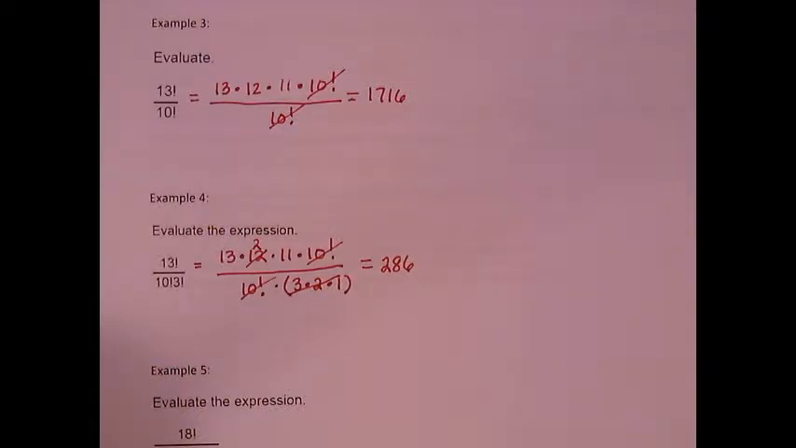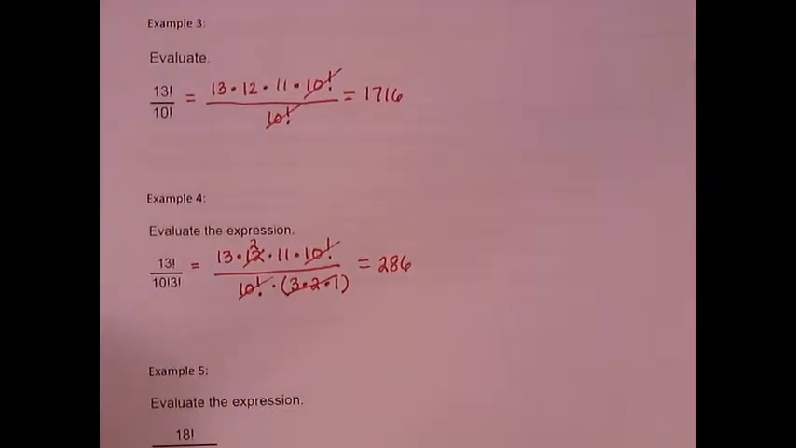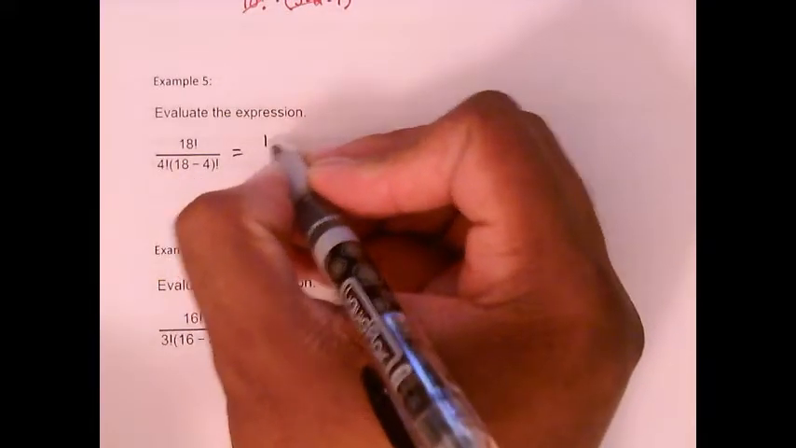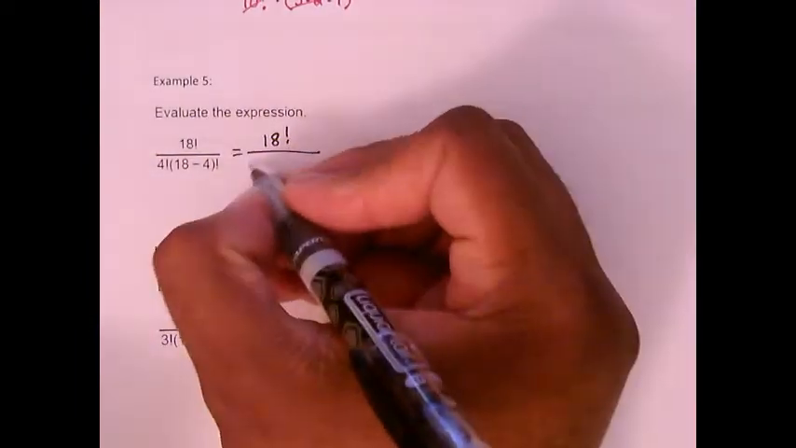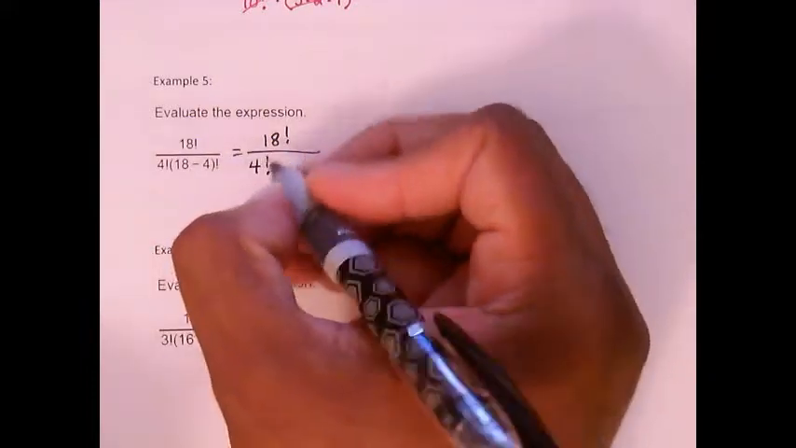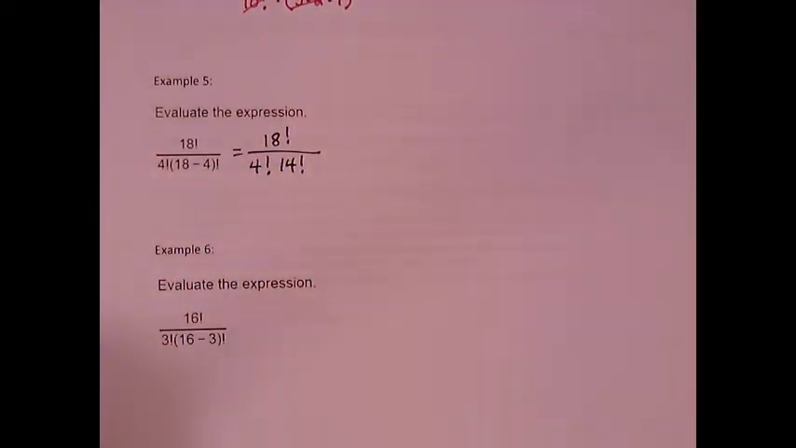Okay, let's look at some more of these. If I can pull the paper up, here we go. Let's say we want to evaluate 18 factorial divided by 4 factorial times the quantity 18 minus 4 factorial. In this case, I need to simplify what's in the parentheses. So I'm going to bring over the 18 factorial divided by 4 factorial. And if I do 18 minus 4, I'm going to get 14. So I got 14 factorial in the denominator.